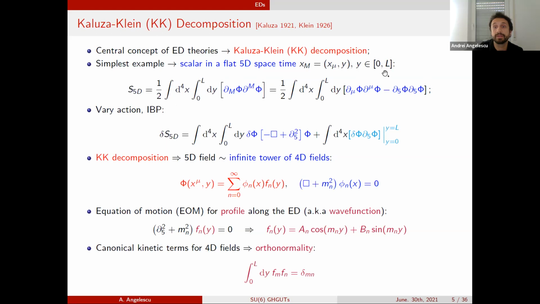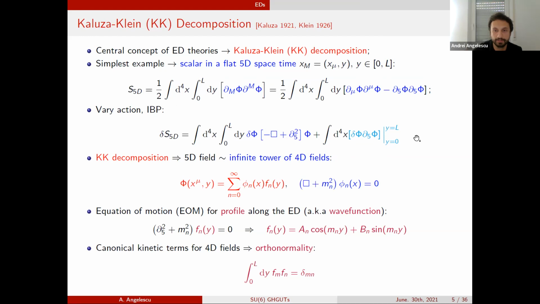So you write down the Lagrangian for that. And when you vary the action, you get some term that gives you the equations of motion and a boundary term, because your extra dimension is finite. And I'll come back to this term on the next slide.